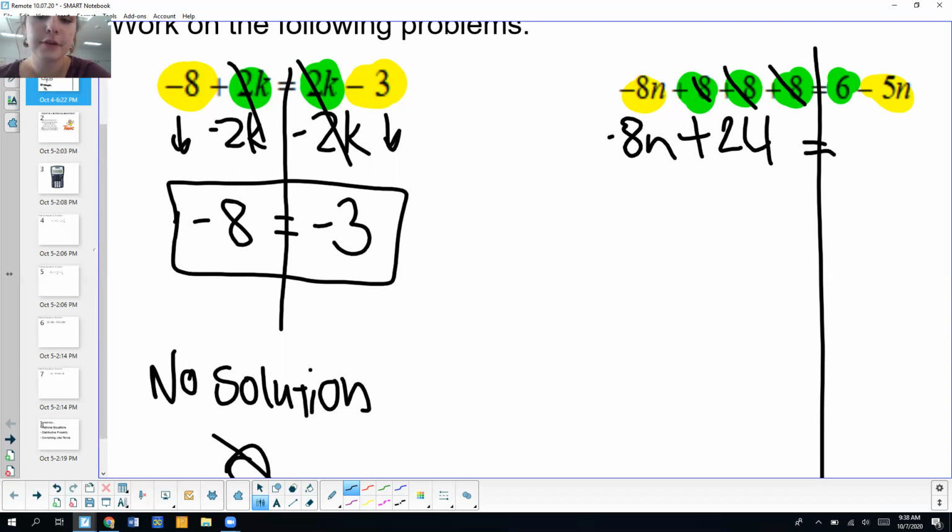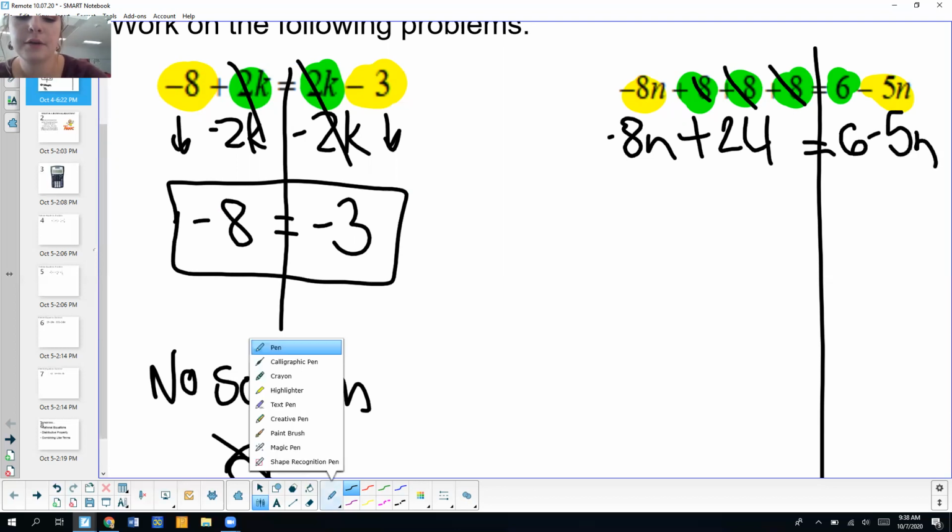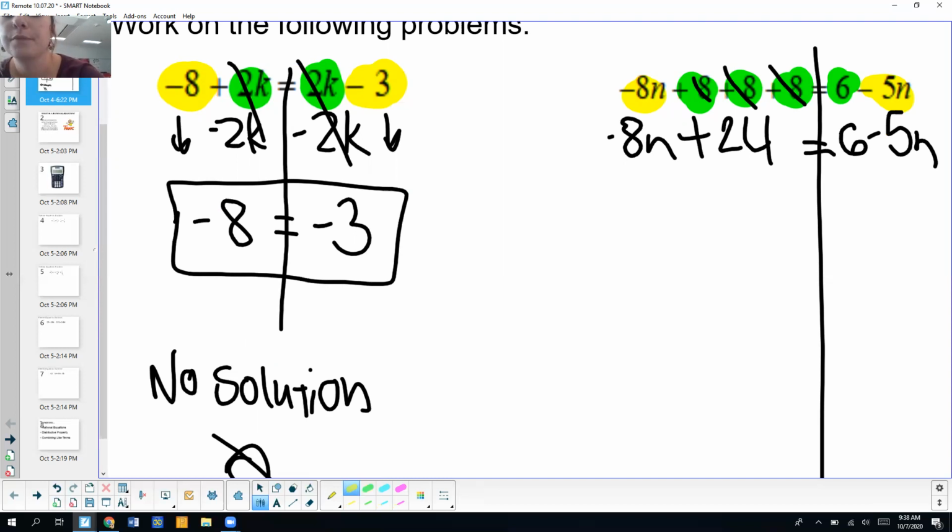Equals, can I combine or simplify on the right side? No, I'm going to bring down 6 minus 5n. I'm going to grab my highlighter again. I'm going to highlight -8n, -5n, and then I'm going to highlight 24. Oh, I tried to do that in green. It didn't work. So I've got my constants in green, variables in yellow. Everything's simplified on either side.